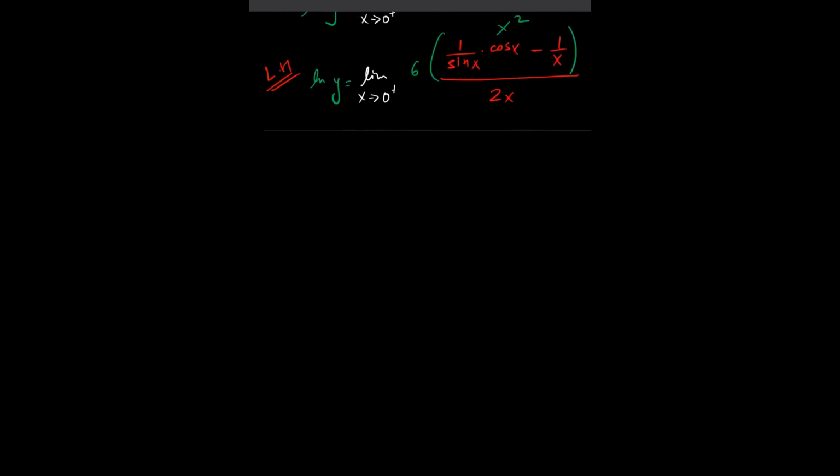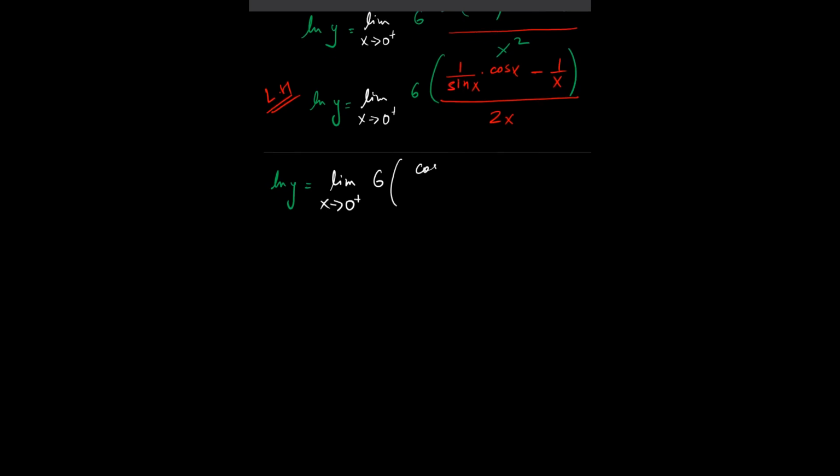Okay, so let's take a look at what really happens here. So we have natural log of y equals the limit as x approaches 0 from the right of 6 times cosine x over sine of x minus 1 over x, all over 2x.